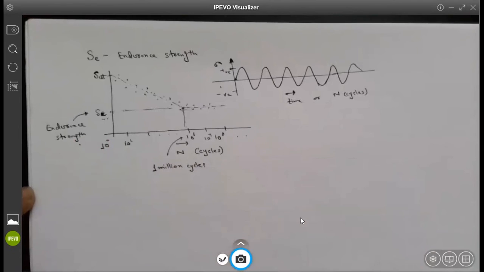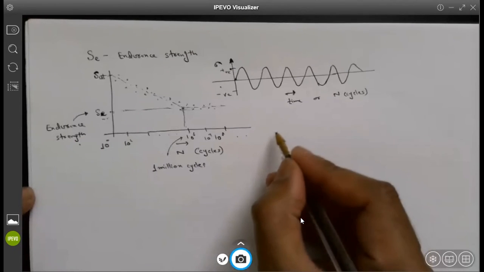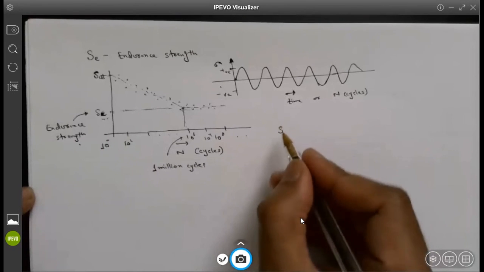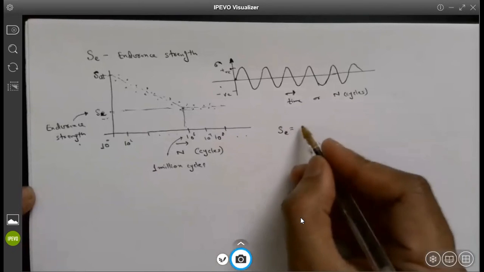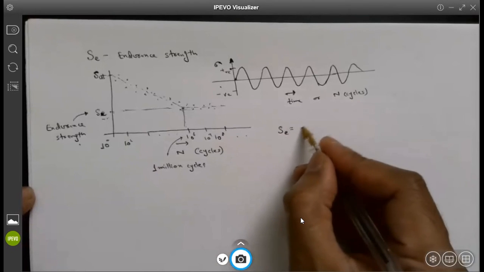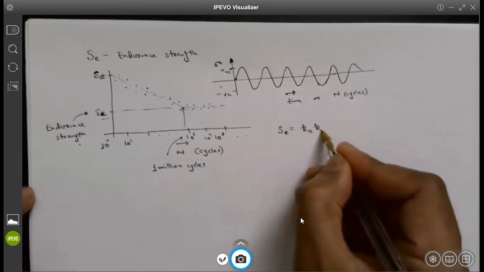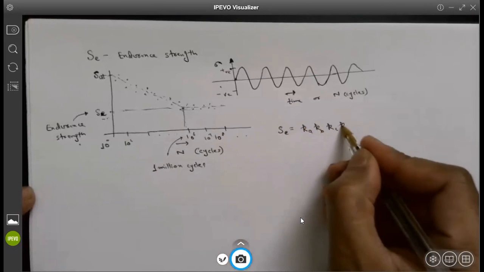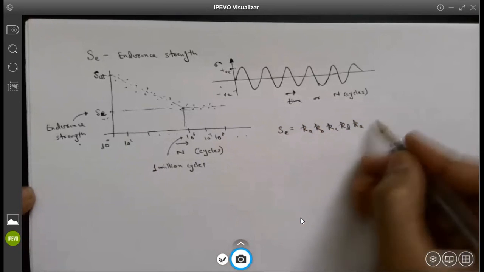I'm not going through the specific constants, but let me tell you what that relationship looks like. The corrected endurance strength is given by Ka times Kb times Kc times Kd times Ke.